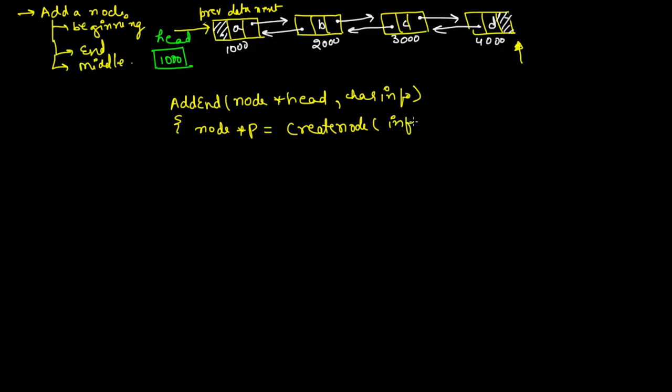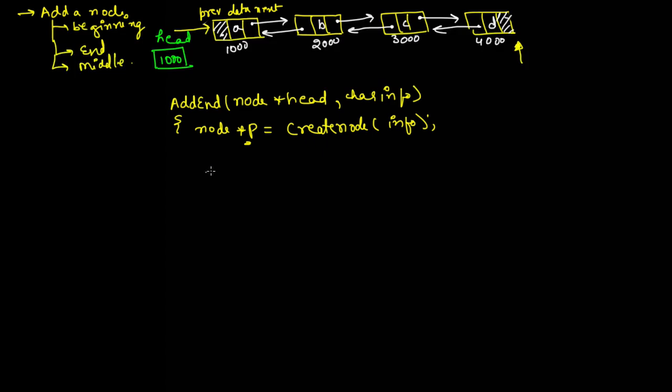information. That means you have created a create node function. This create node function is going to create a node and return the address of that node into this p pointer. Then you have this linked list, and you have to identify whether it is empty or not, because if the linked list is empty, then you can easily add a node at the beginning. But if the linked list is not empty, then you have to go to the end of the linked list.